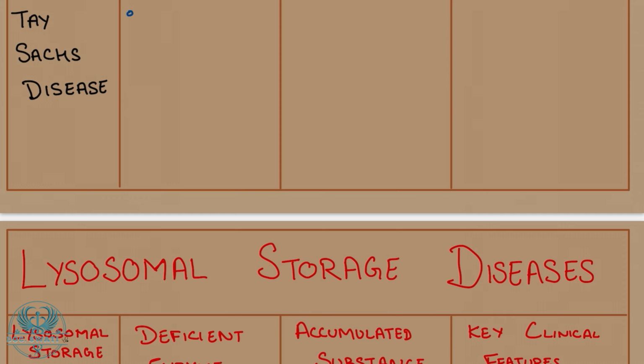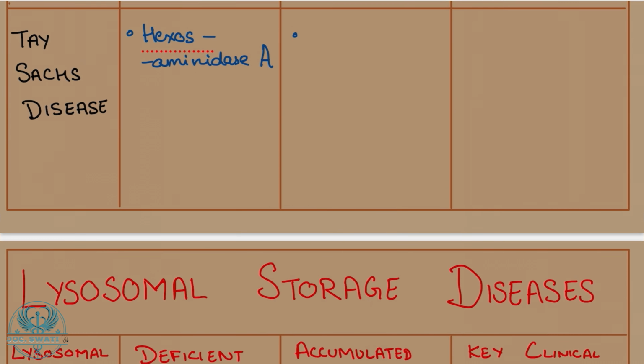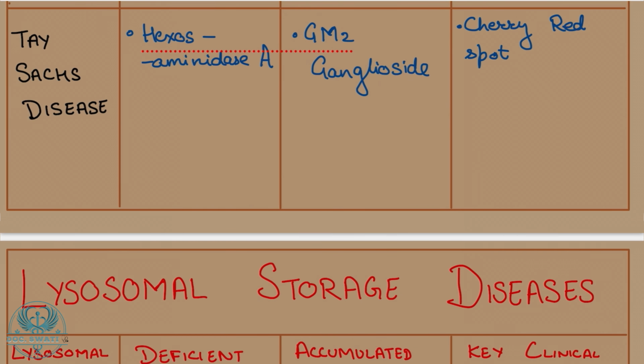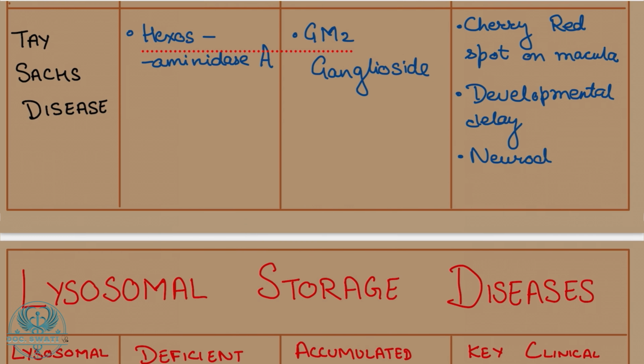Now let's move ahead and talk about our next lysosomal storage disease, which is Tay-Sachs disease, which is caused due to the deficiency of hexosaminidase A enzyme. GM2 ganglioside is the accumulated substance in this disease, and when we talk about key clinical features, we observe cherry red spot on macula, developmental delay and neurodegeneration.